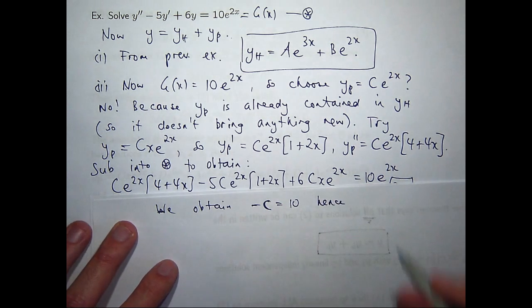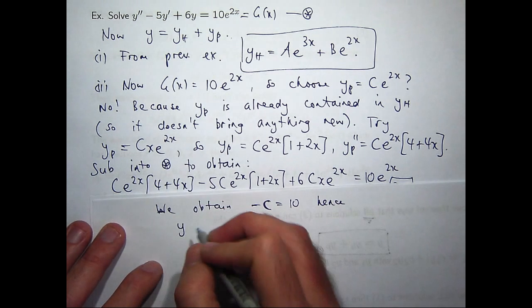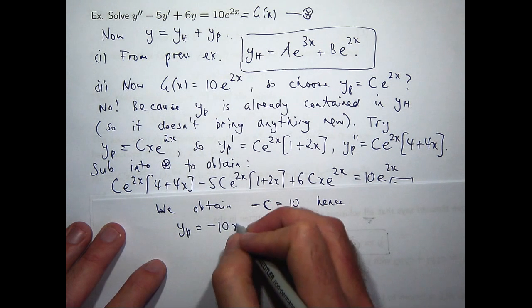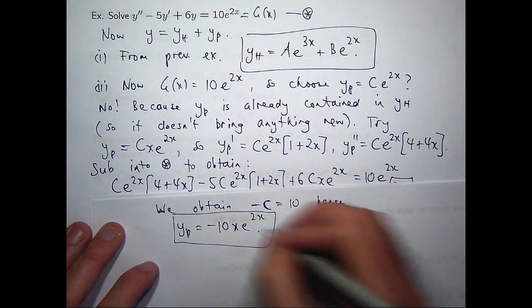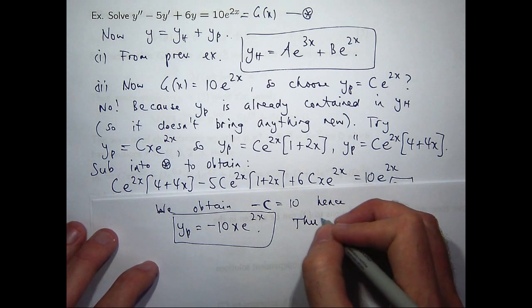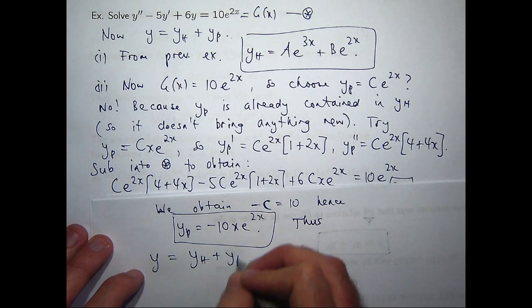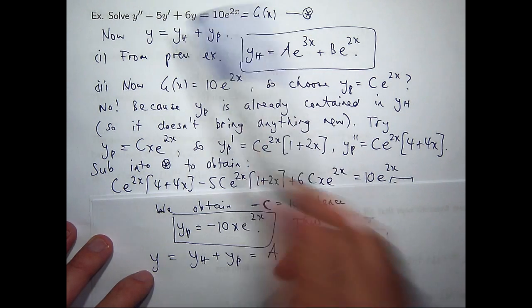So hence, this is going to be something like minus 10x e to the 2x. Thus, we add our two solutions, or our two functions, and that's the general solution to our original problem.